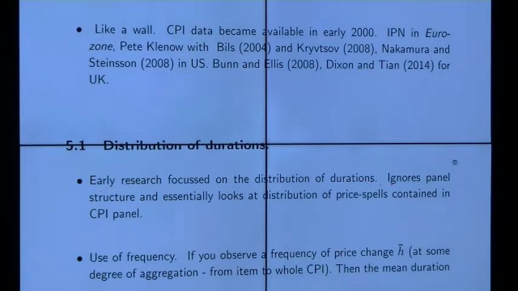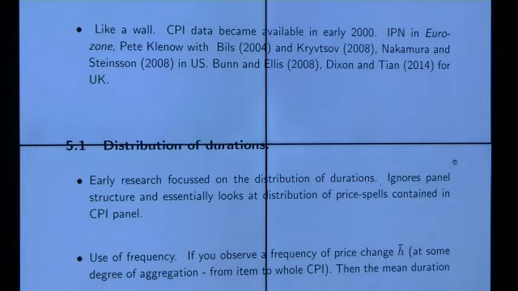So what does this data tell us about nominal rigidity? We're looking at 100,000 observations per month over many months, over 2 decades. So there are millions and millions of price observations here. What does this data tell us about how rigid nominal prices are?